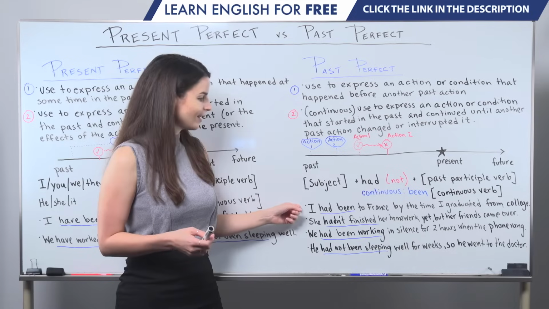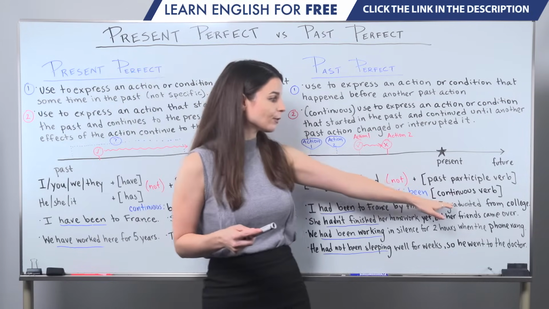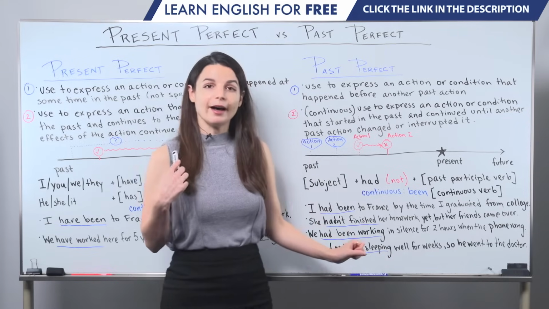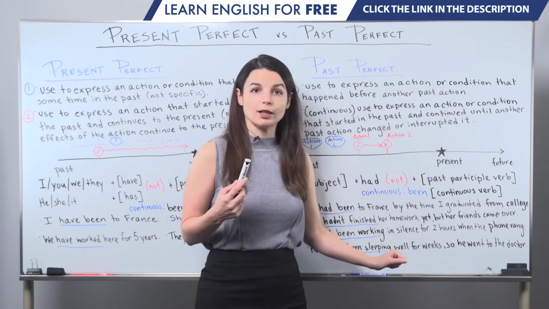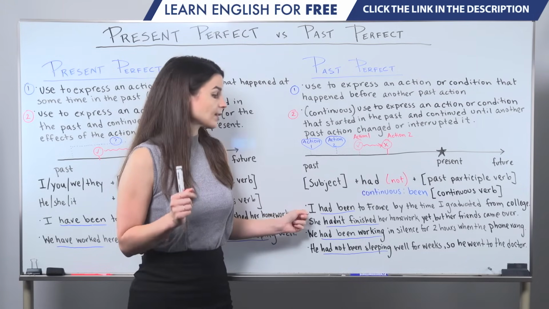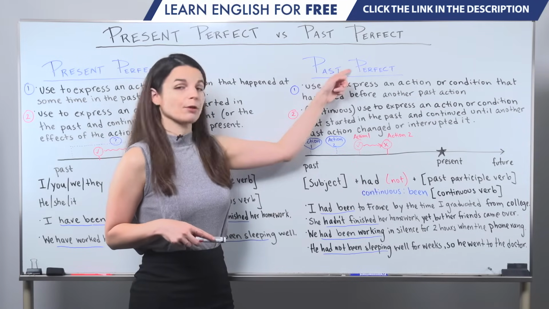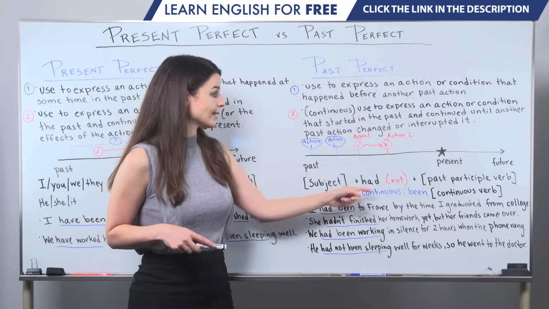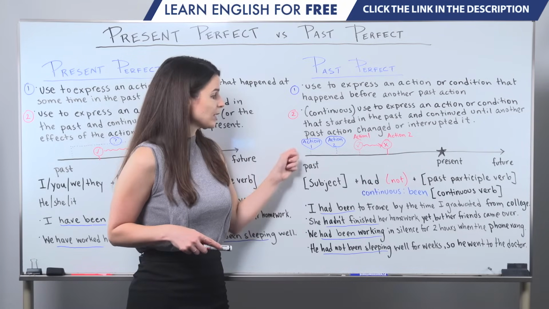First one, I had been to France by the time I graduated from college. So what are the two actions in this sentence? First, I had been to France. So here is my past perfect action. I had been. In this case, been is my past participle verb.